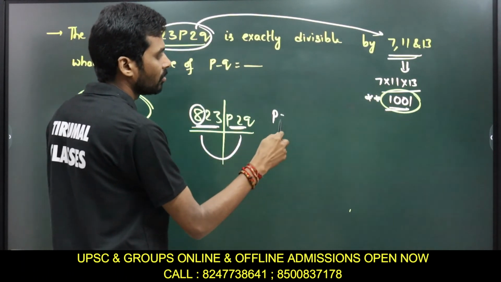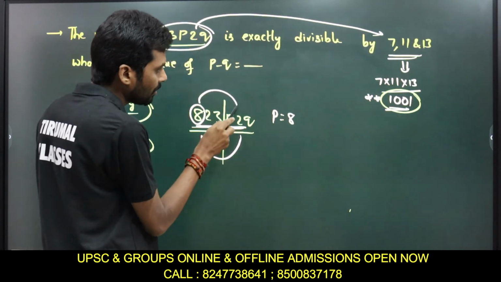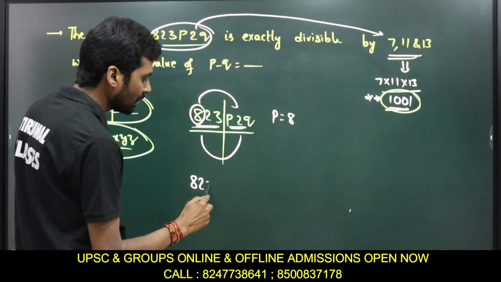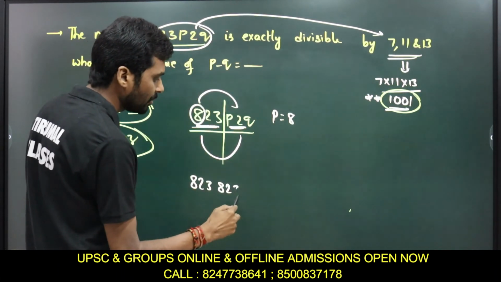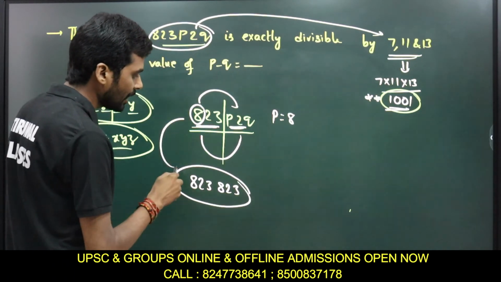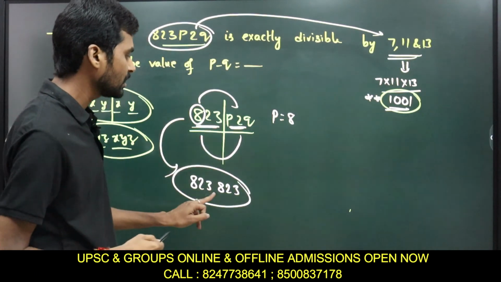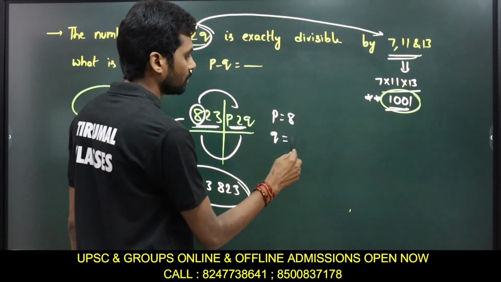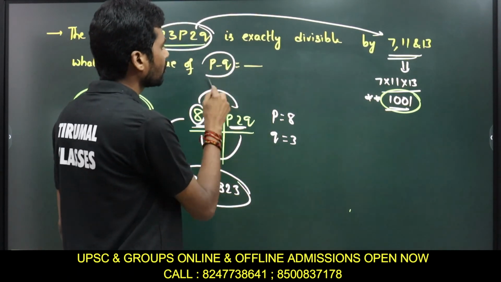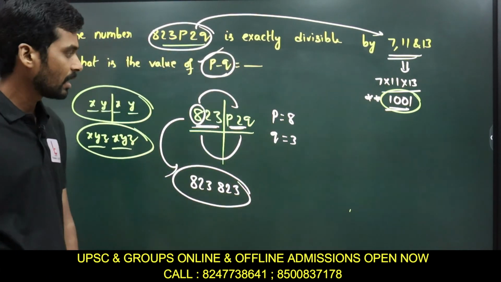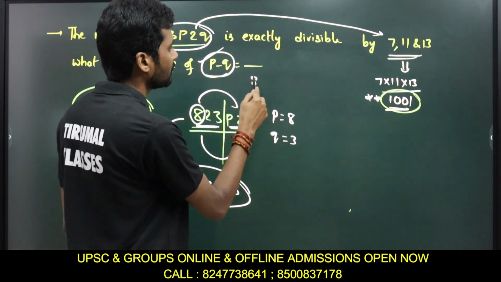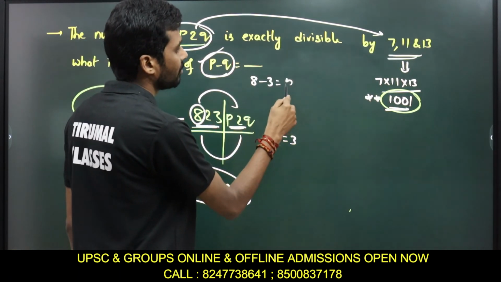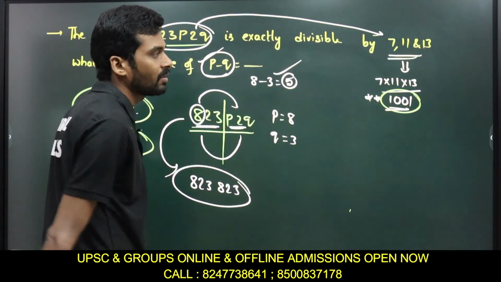So P is equal to what? 8. Because we have the same number here, if it is 823, the next 3 digits must be 823. So the number must be 823823. In the P place we have 8, in the 2 place I had 2, in the Q place I had 3. Now what is the question we have been asked? P minus Q value. P value is 8, Q value is 3. 8 minus 3 means what? 5. So 5 is my final answer.